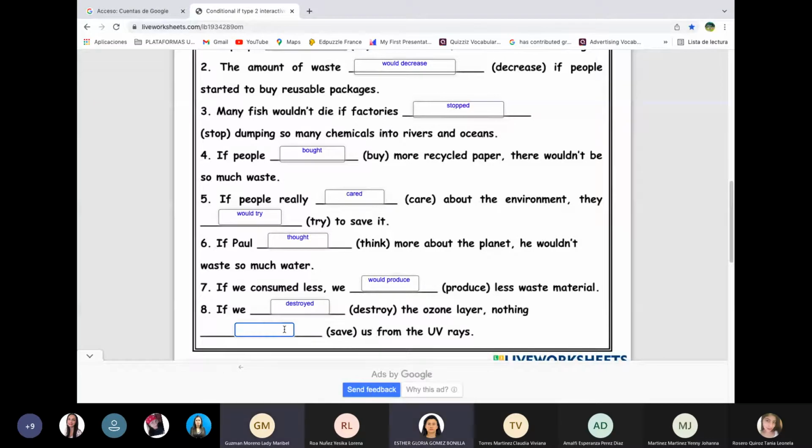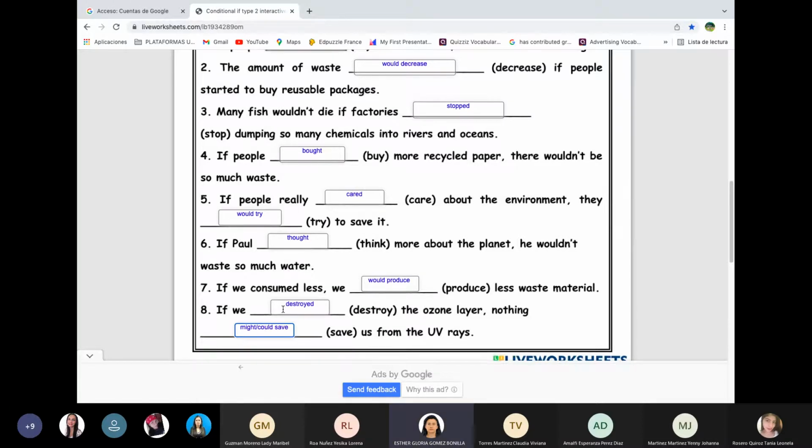If we destroyed the ozone layer, nothing. What is the modal? Past tense, what is the modal? Second conditional sentence. Might. Nothing might, or what other option? Could, yes, save us from the UV rays. Nothing might, nothing would, could save us from the UV rays. Okay? Clear? Very good.